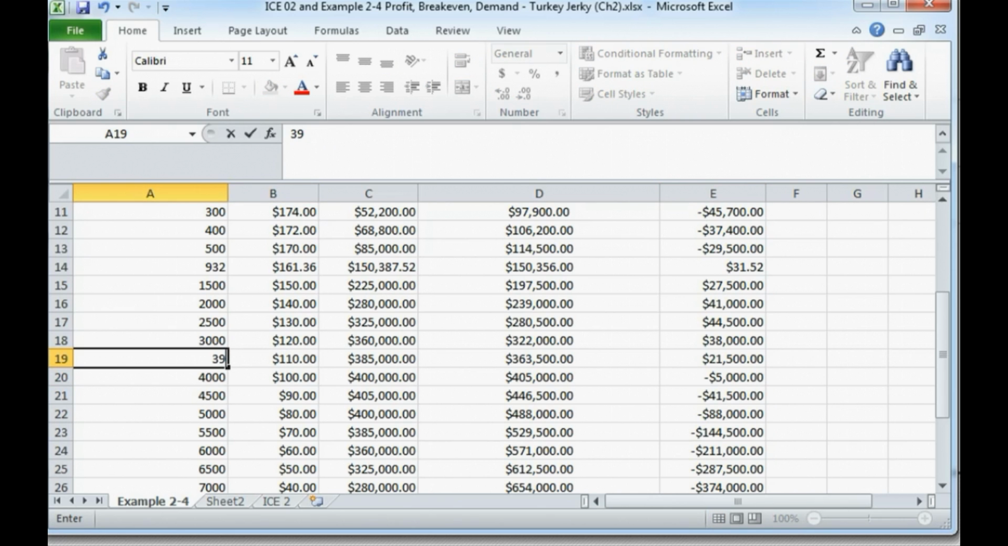What about 39.18? And then I type it in, you'll notice that 21,500 switches down to 31.52. And if I do 39.19, I'm back in negative territory again. So we know that the break-even point is 39.18.